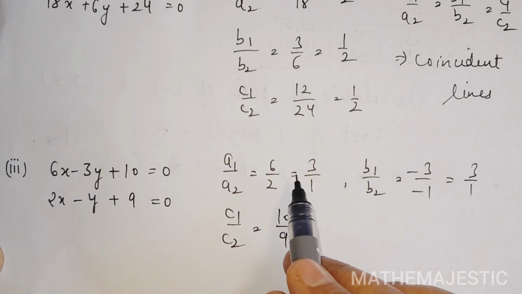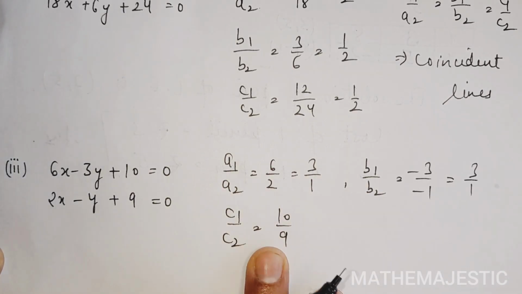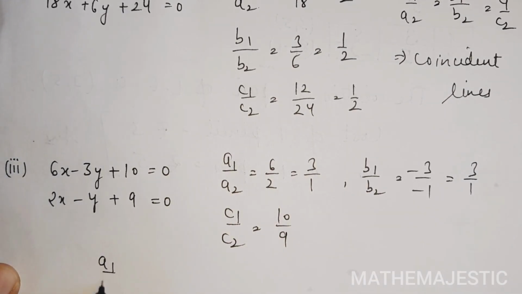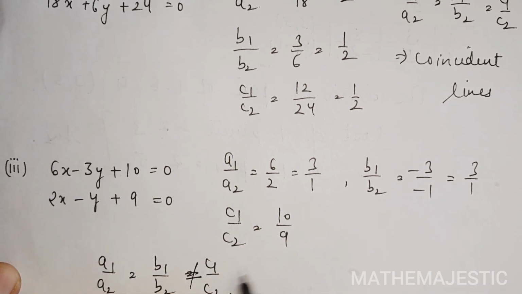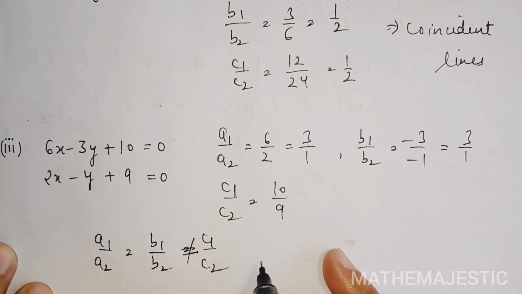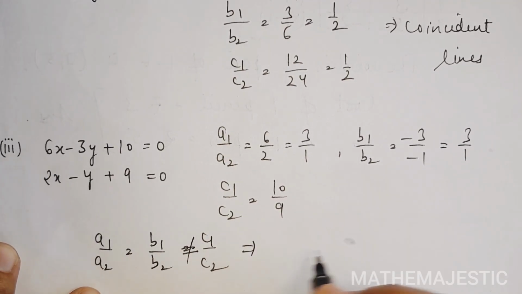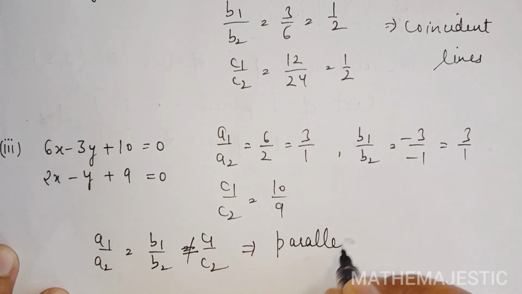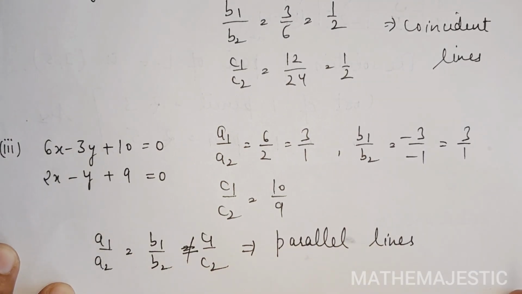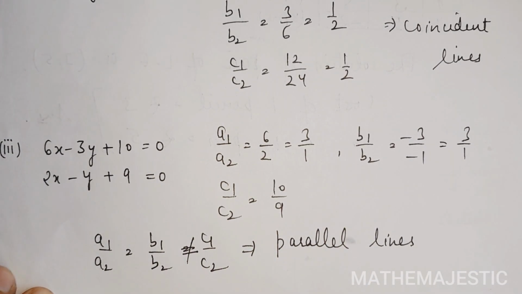Now you can see that the first two ratios are equal, but the third ratio is not equal to them. So in that case, which kind of lines will exist here? The third ratio is not equal. So that means the lines will be parallel lines, and they will never intersect each other, so there will be no solution in that case.